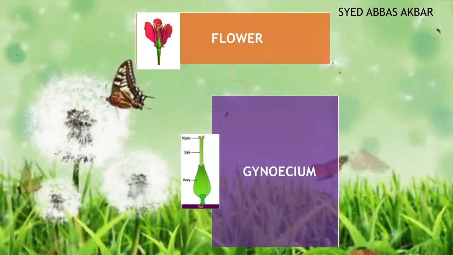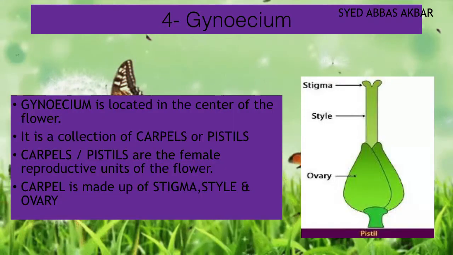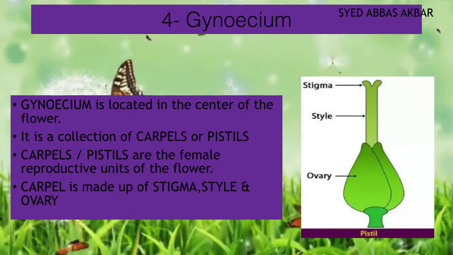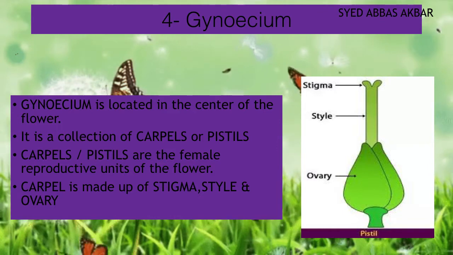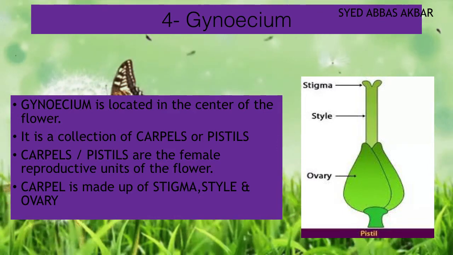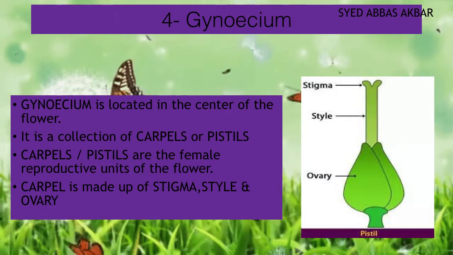The fourth whorl of the flower is the gynoecium. Gynoecium is located in the center of the flower. It is a collection of carpels or pistils. Pistils are female reproductive units of the flower. Carpel is made up of stigma, style and ovary.